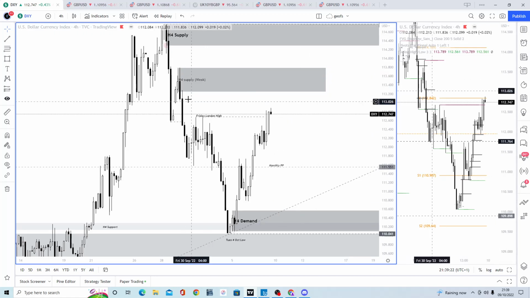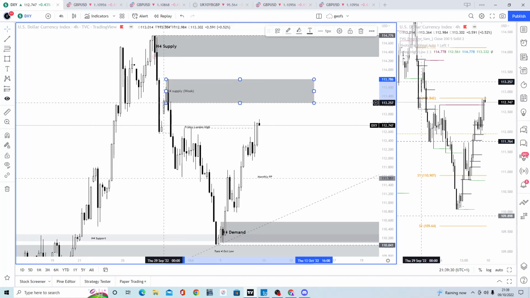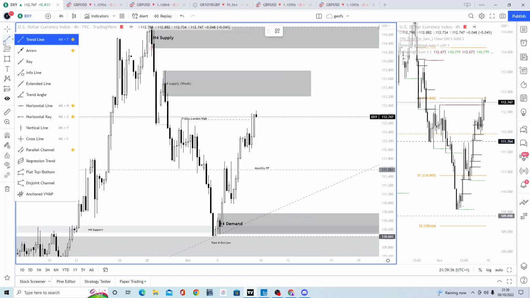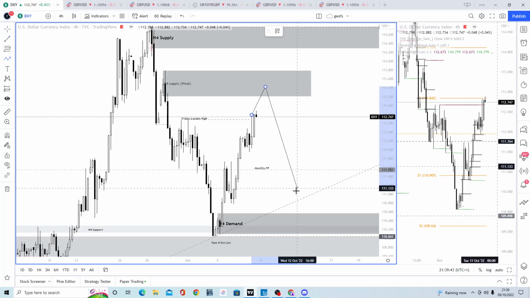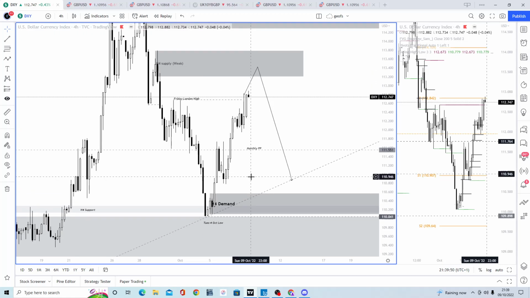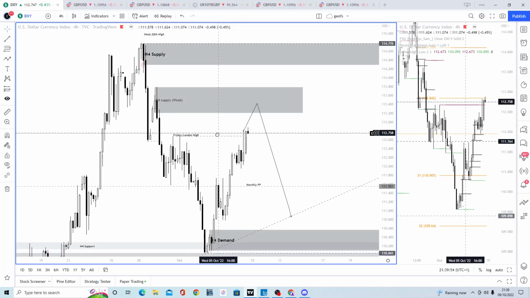What do you think, guys? Is that a zone? Any thoughts? Yay or nay for this? Could we have that kind of scenario? That looks like a possible scenario to me. It may not reach that high.